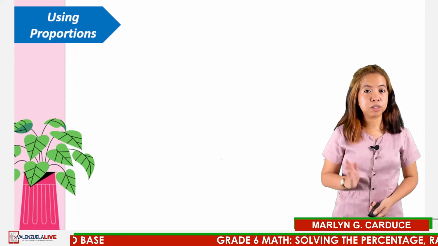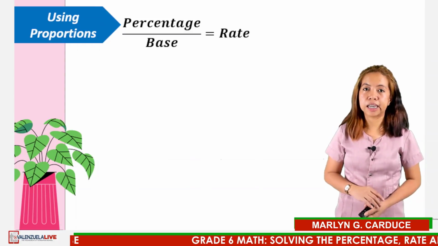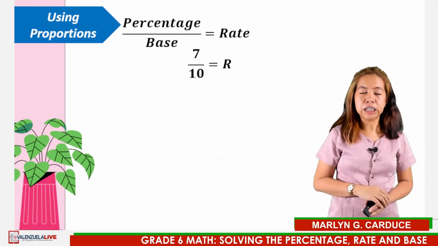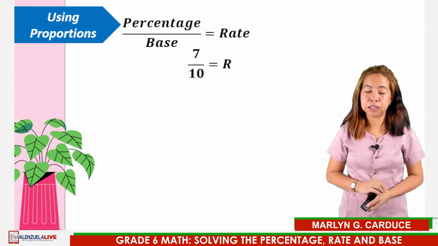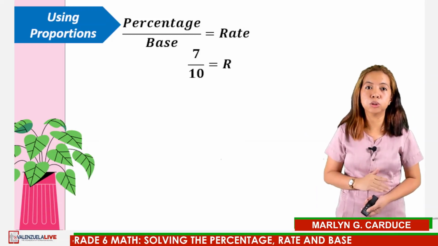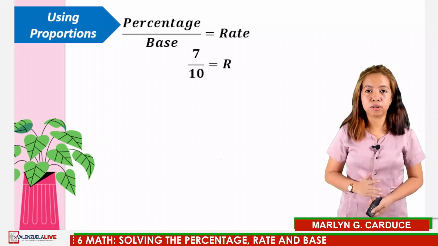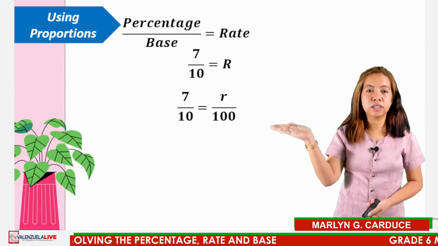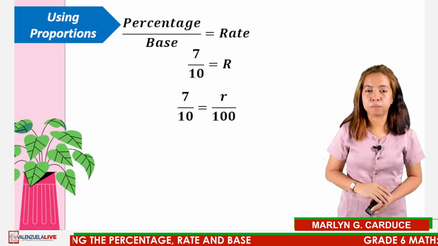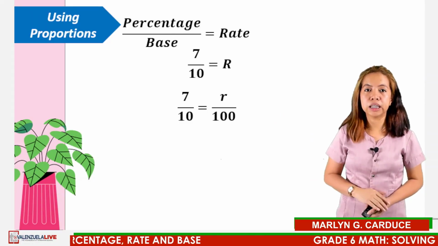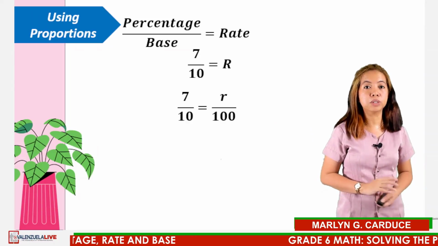How about using proportion? So let's see. Again, substitute all the values of the base and the percentage. So that will be 7 to 10 is equal to R, which stands for the rate. And then change the rate into a fraction form whose denominator is 100. So that will be 7 over 10 is equal to R over 100.